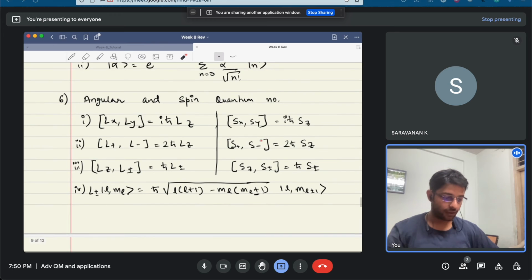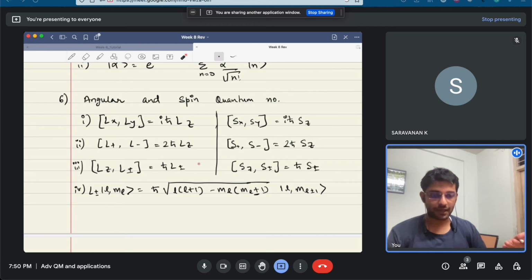Then we had the angular and spin quantum numbers, and you have already seen how much they resemble each other. All the commutation relations that we have for angular quantum numbers look exactly the same for spin quantum numbers as well. These are some of the key commutation relations that I feel are important. Otherwise, others are easy to remember or derived from these key relations. For example, if you need to find the Ly Lz commutation, you know it will be i h bar Lx, and when it's opposite, it's just minus i h bar Lx.